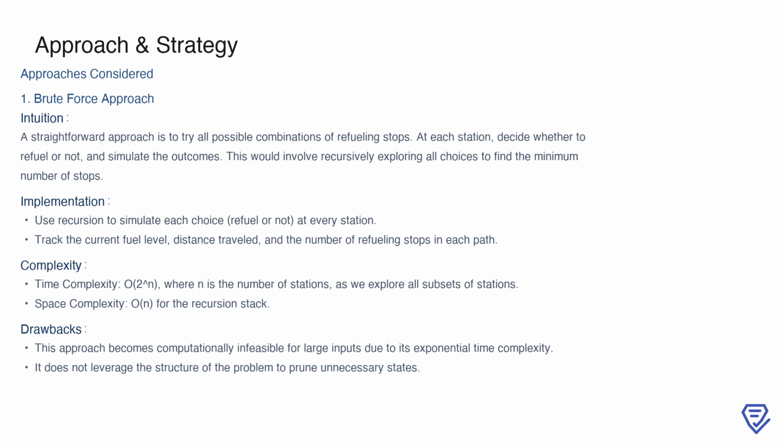The implementation involves using recursion to simulate each choice at every station while keeping track of the current fuel level, the distance traveled, and the number of stops made. However, the time complexity of this approach is 2 to the power of n, where n represents the number of stations, making it computationally expensive. The space complexity is n, due to the recursion stack. Ultimately, while this method is conceptually simple, it becomes impractical for large inputs because it does not utilize the problem's structure to eliminate redundant states.